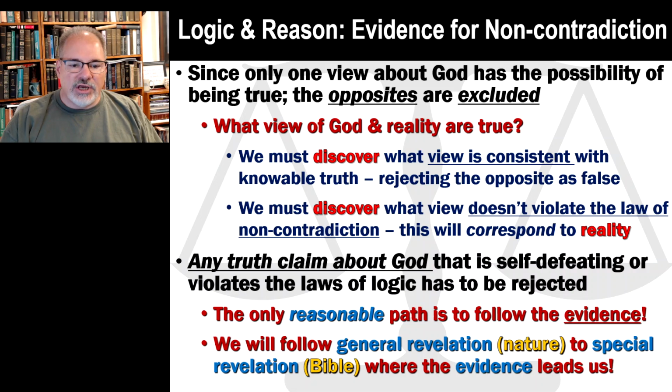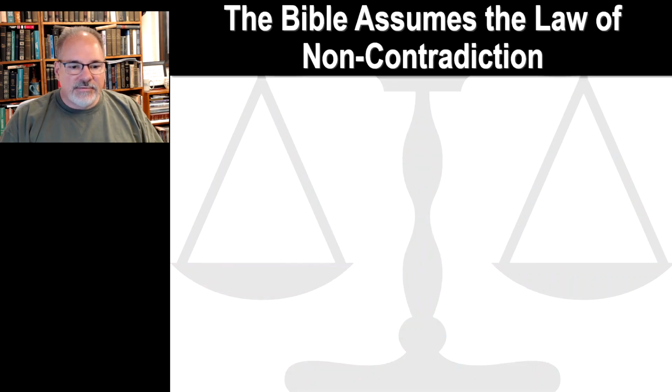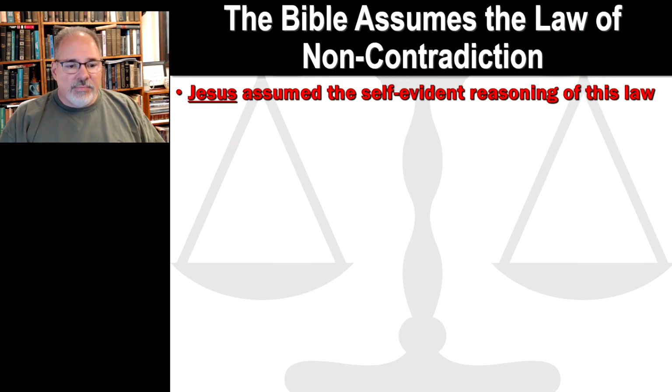So we will follow general revelation, which is nature, right? Which is there. We're not even dealing with the Bible yet. General revelation is nature. It's all of creation, the universe, everything that we can see and discover. And then we go to special revelation, which is the Bible, and we just follow the evidence where it leads us, okay? So the Bible assumes the law of non-contradiction as we go through the Bible, right?